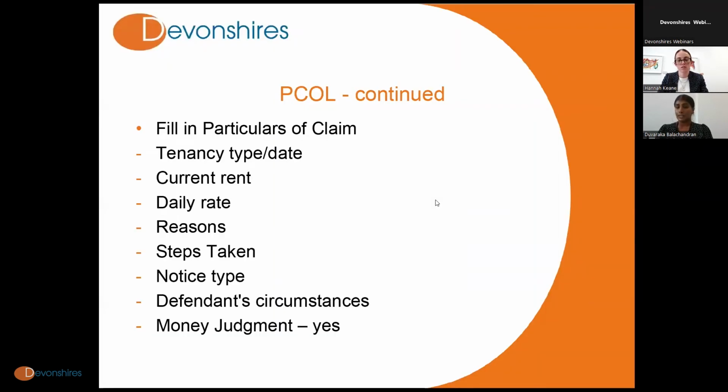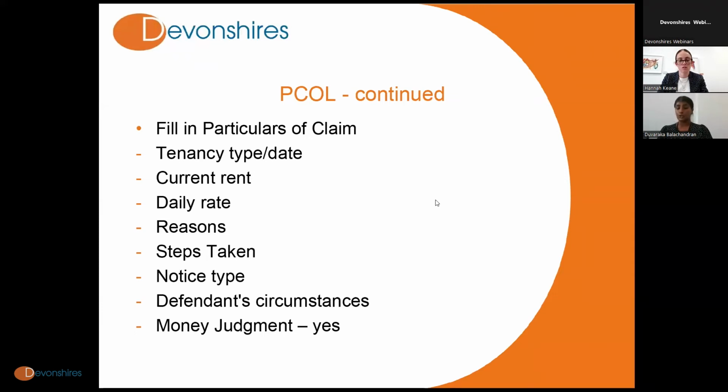Again, when it comes to the PCOL application, please do fill in every single detail that is specified on the form, and that's usually the tenancy type and the date. So either an assured or assured shorthold tenancy, the date of when it commenced, the current rent, and the daily rate. So the daily rate is usually, if it's a weekly tenancy agreement, you divide that by 7 and you get the daily rate for the property.